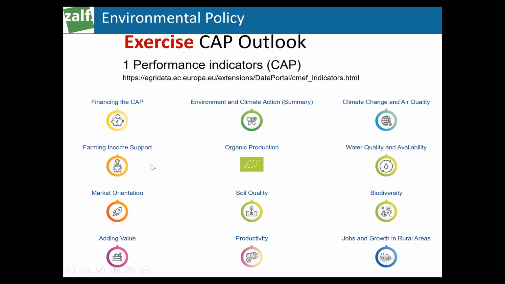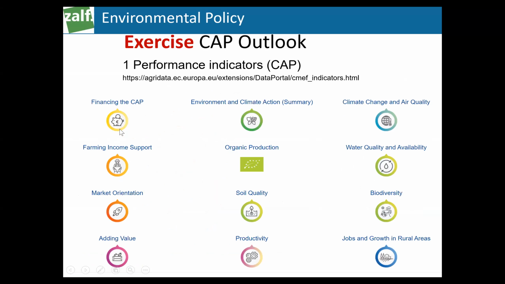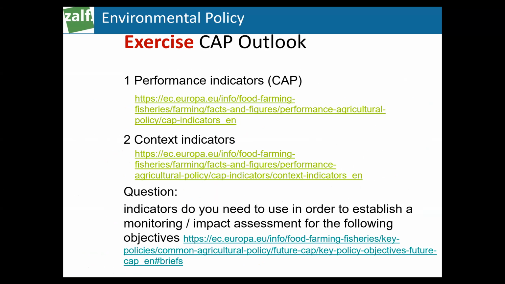You find then farming income support. You find, no, that is exactly financing the CAP, that is exactly not matching, but you find in most cases matching events like ensure fair income. And then you have farming income support. That means the performance indicators should match with the objective, and you can have a look at those.